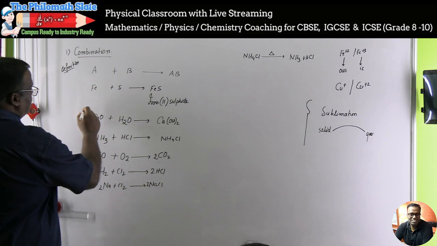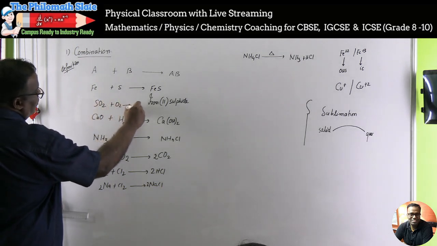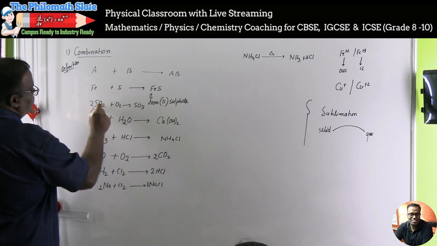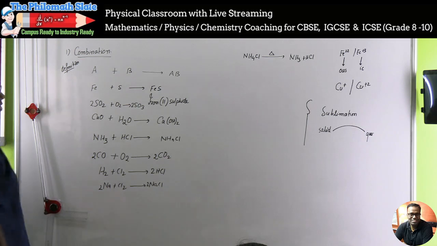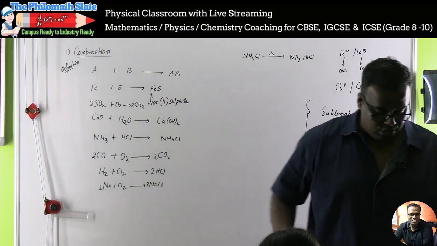Sulfur dioxide. Sulfur dioxide reacts with oxygen to form sulfur trioxide. ठीक है ना? तो इसमें कैसे करेंगे? इधर 2 कर देंगे, 2 to the 4 to the 6, और इधर 2 डाल देंगे तो 6. इतना काफी है आपके लिए. Combination reactions.